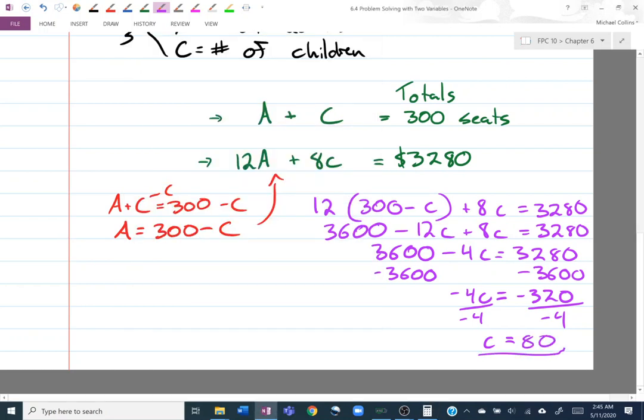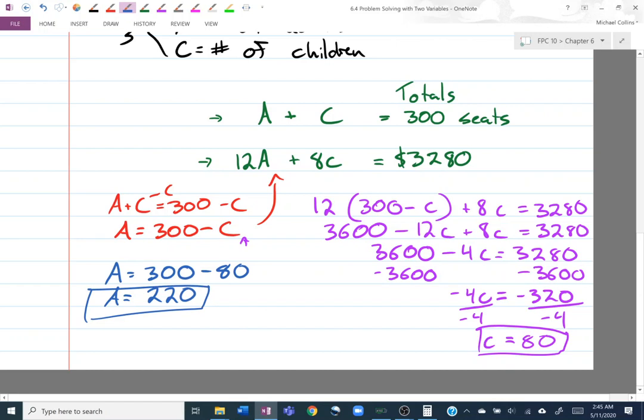So now I know that there were 80 children that came. I can then go back to my last step in my red equation and substitute that 80 for C in. What color haven't I used yet? Looks like blue. And I know that the adults are equal to 300 minus the number of children, which is 80. So I know that the number of adults were 220. So those two things are my answer: 80 children and 220 adults.